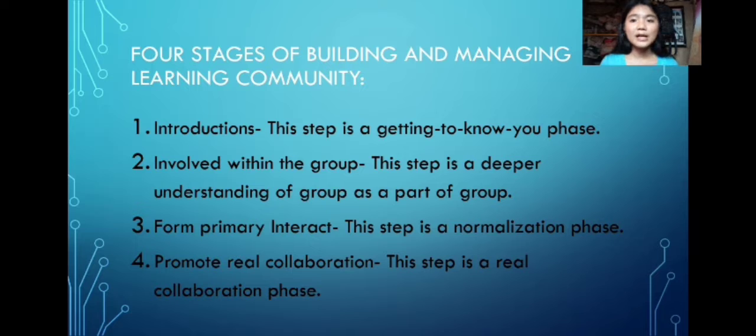The third one is forming primary interaction. This step is a normalization phase. The individuals in the group begin sharing information with each other, for example, discussing the course contents. Some methods, such as providing feedback on interactions, can be used to promote interaction between the groups.